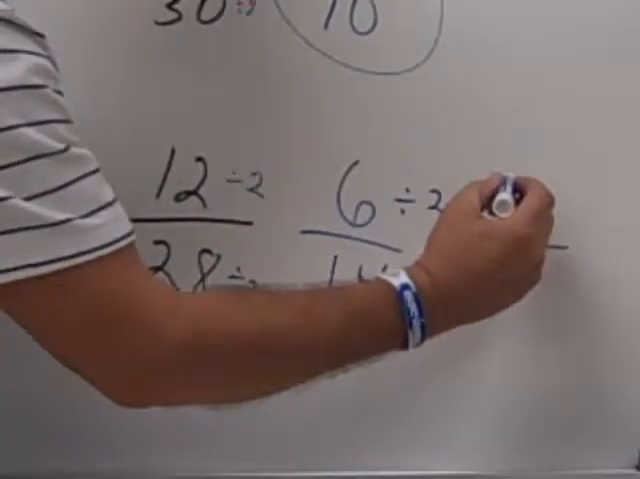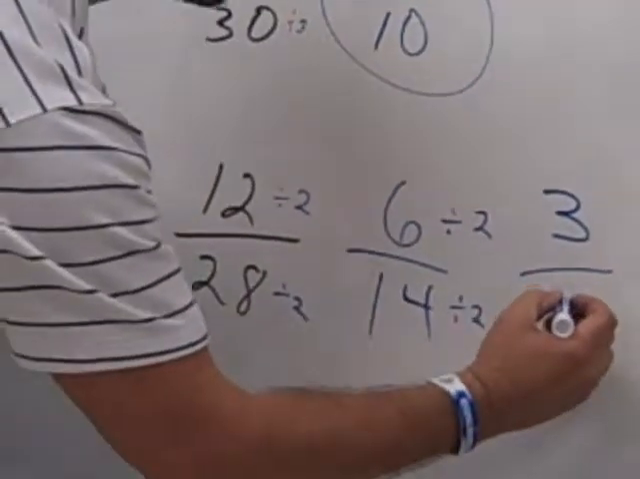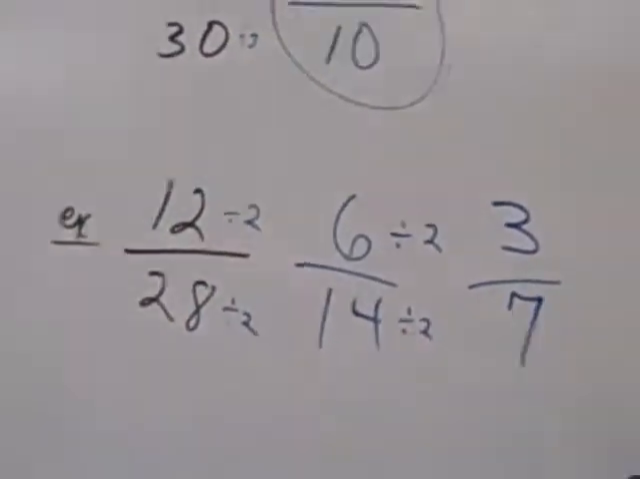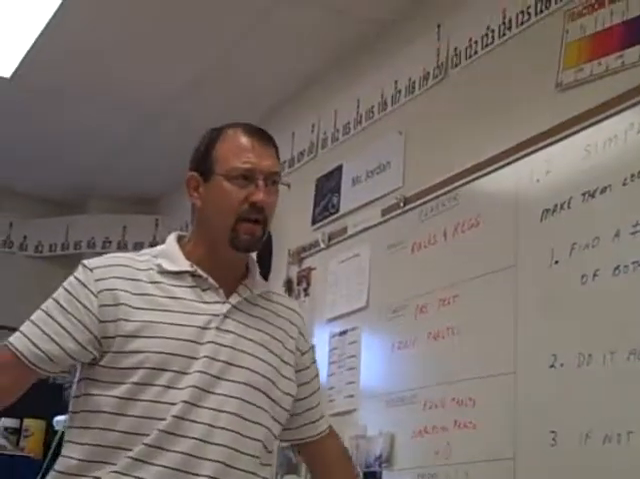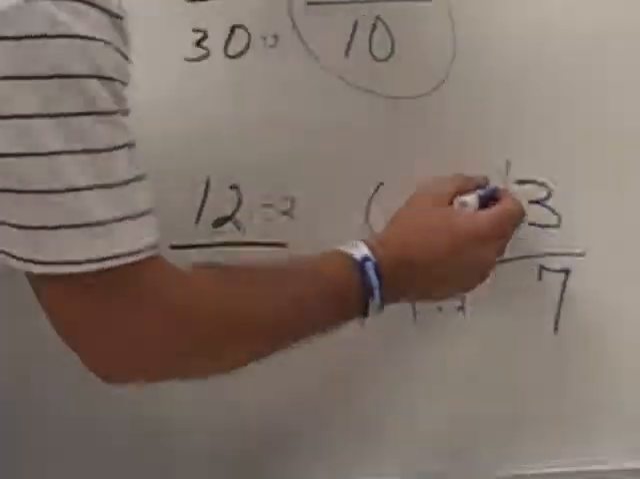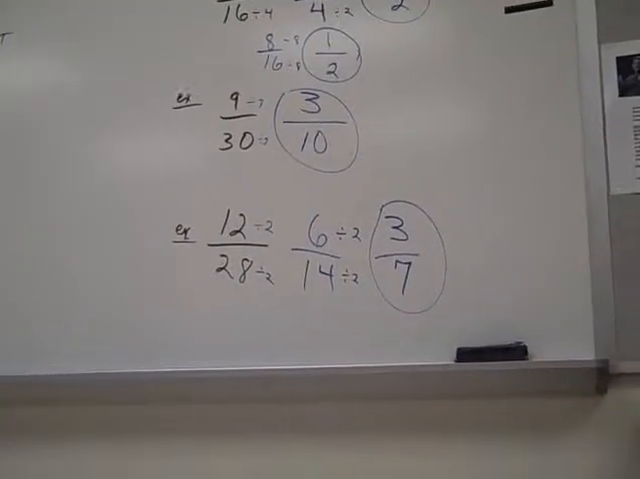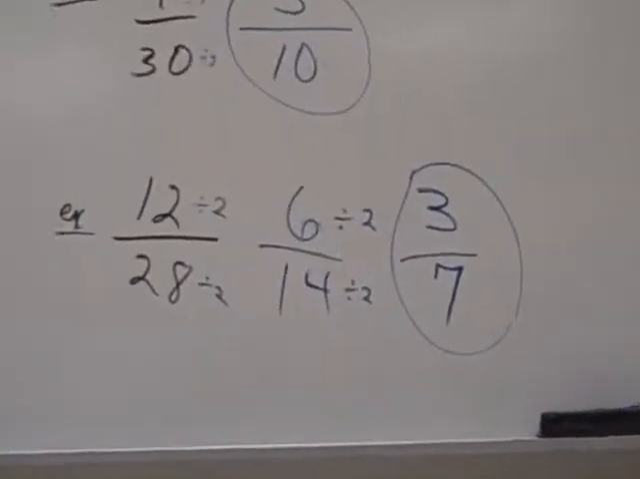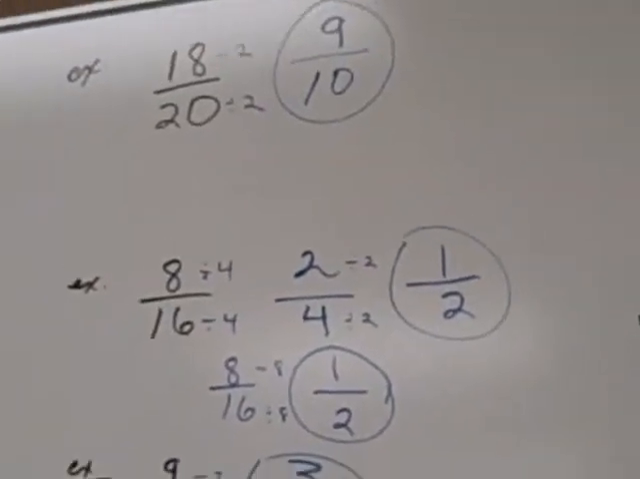What's 6 divided by 2? 3. 14 divided by 2? 7. All right. Now let's check that. Will anything else divide out of 3 and 7? No. There we go. 3 over 7. Is this hard, y'all? No. It's really not.